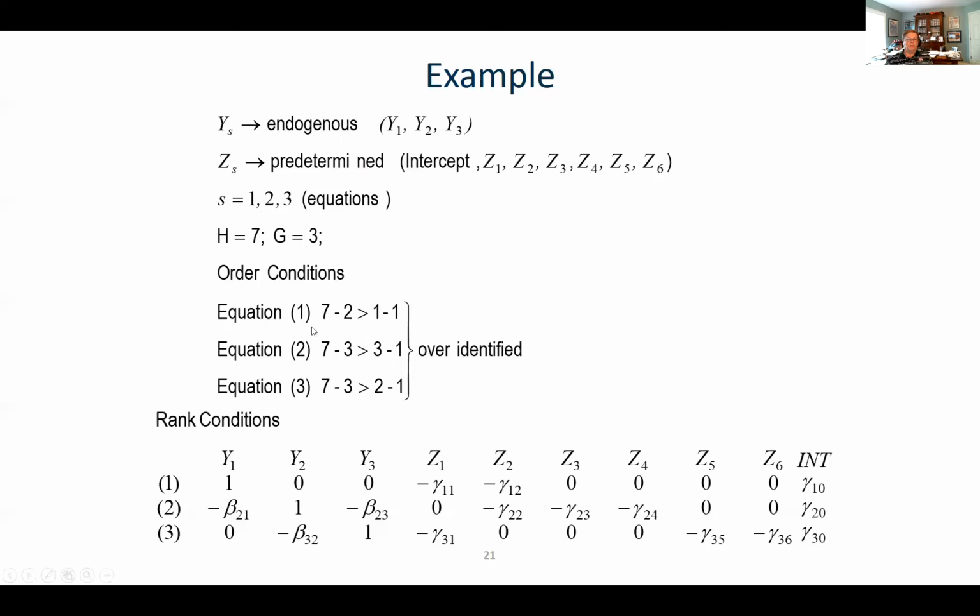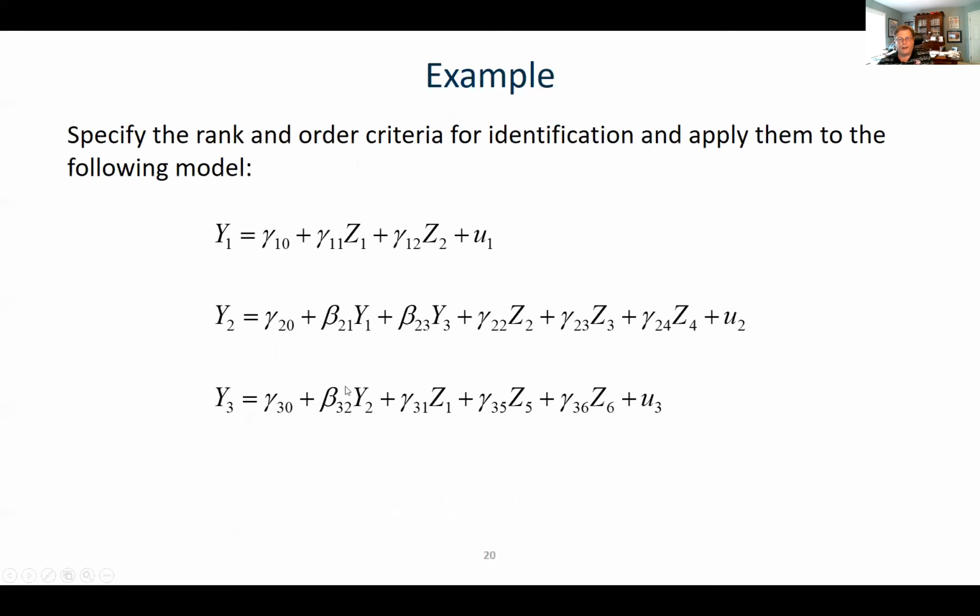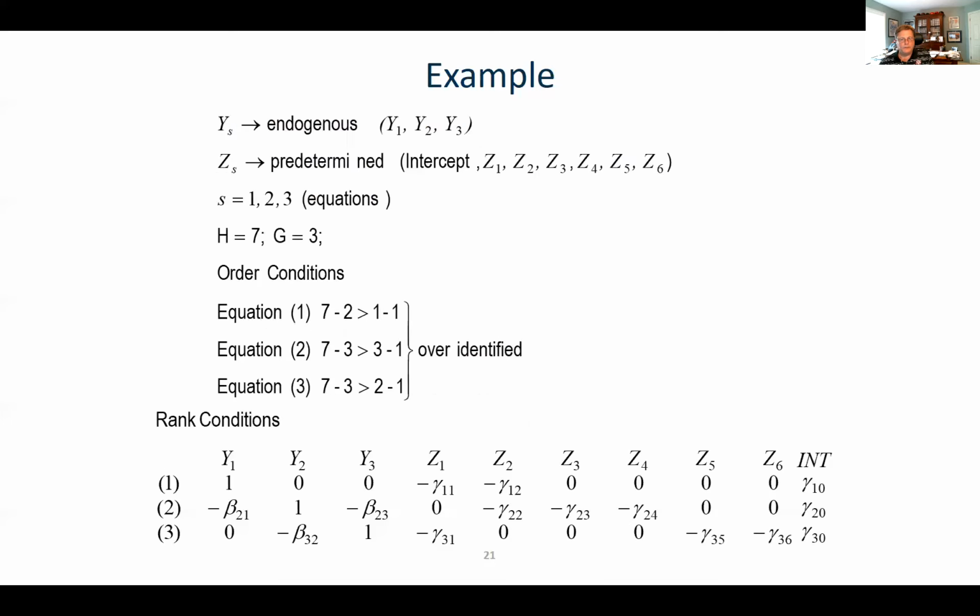we have an over-identification. Now remember, this should be a 3, that 2 should be a 3, that 3 should be a 4, and also this 3 should be a 4, my error. But in each of the cases, we still show that each equation in the system is over-identified.